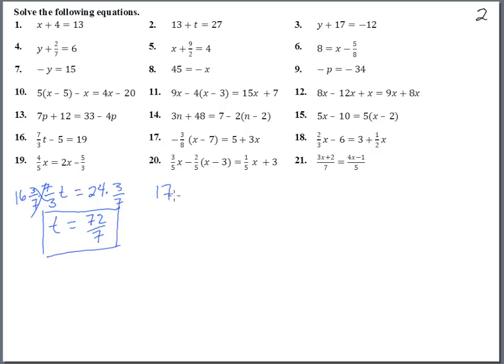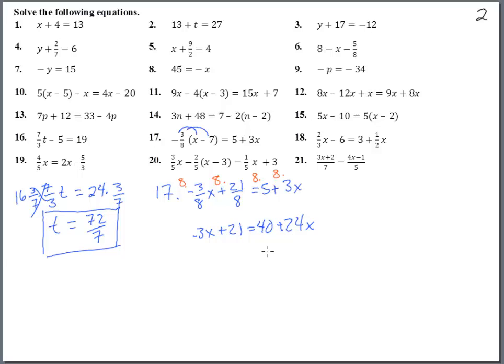Number 17. We're going to jump in this negative 3/8. So we get a negative 3/8 x plus 21/8 equals 5 plus 3x. Now, I don't like these 8s, so I'm going to get rid of them. I'm going to times everything by 8. And that gives us negative 3x plus 21 equals 40 plus 24x.